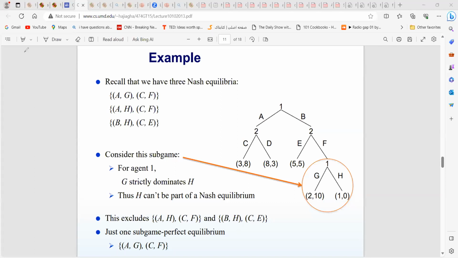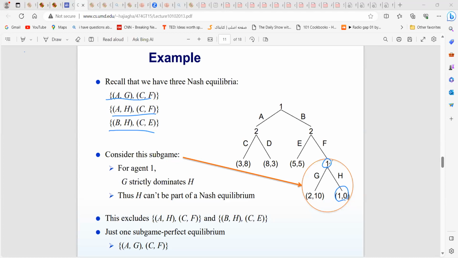So here we had three Nash equilibria. If you remember, in the previous game there were these three of them. But consider this subgame. This is a subgame, correct? This is node one and all of its children. If the node is terminal, you don't do anything, you only have the utility, without any action. So this subgame is a trivial game: the first person gets one, the second person gets zero, and there is no need to do any move.